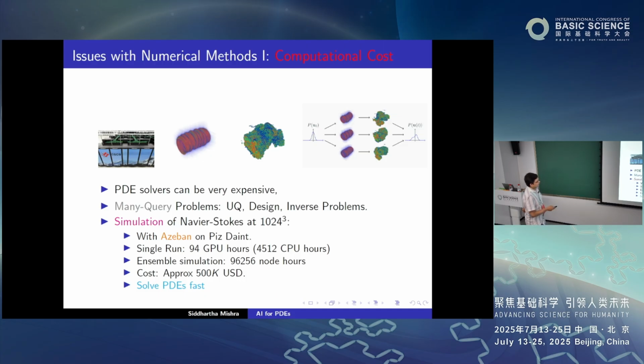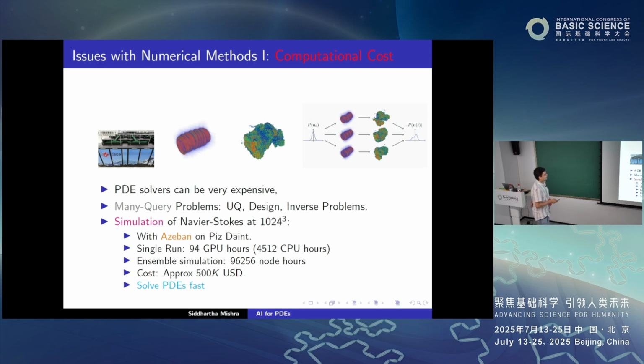So this is an example. This is a fluid dynamics simulation. I want to solve the Navier-Stokes equations, something called direct numerical simulation. I want to simulate all the scales of the problem. So this is the initial condition. This is the solution, the vorticity of the solution at a later time. You can see it's a very, very complex solution.